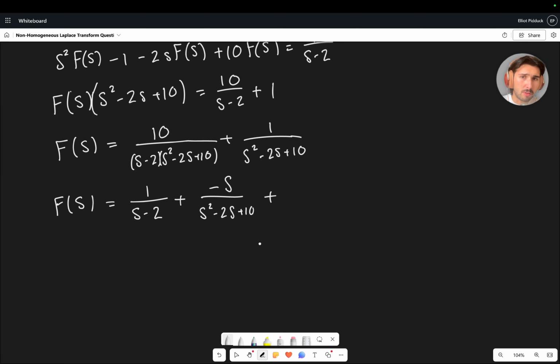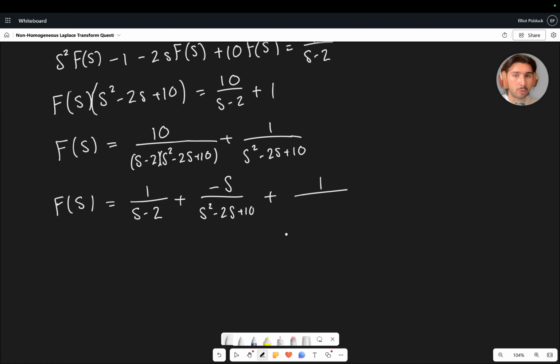So when that happens, you're allowed to say that I'm going to have something like A over s minus 2 plus Bs plus C over s squared minus 2s plus 10. So you're allowed to assume there is a linear term up here. The constant ends up being 0, and the coefficient of s is minus 1. So you get this. And then 1 over s squared minus 2s plus 10, we're going to complete the square on this one because, again, it can't be factorized.